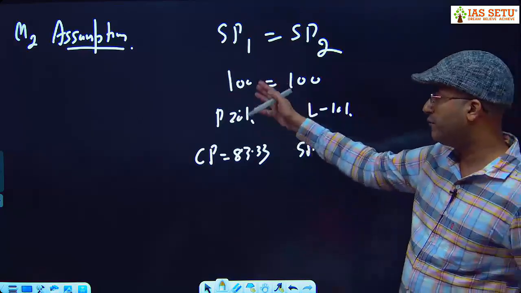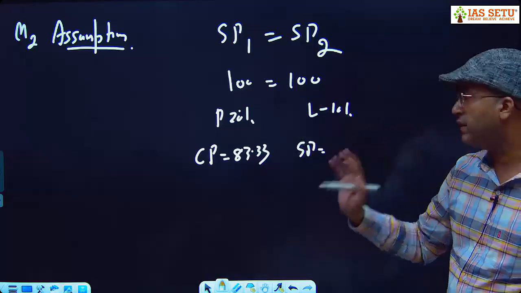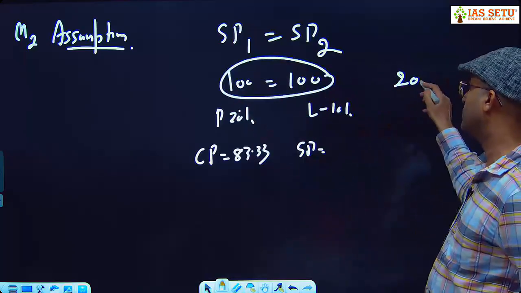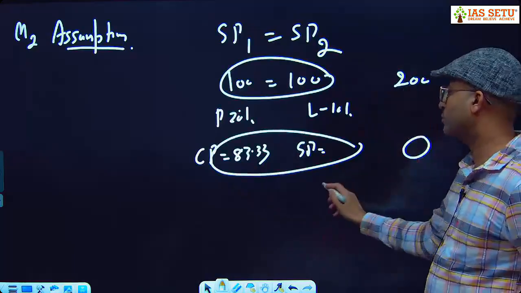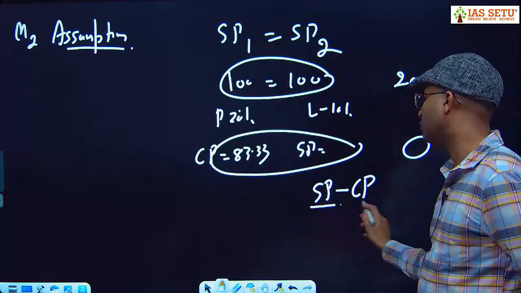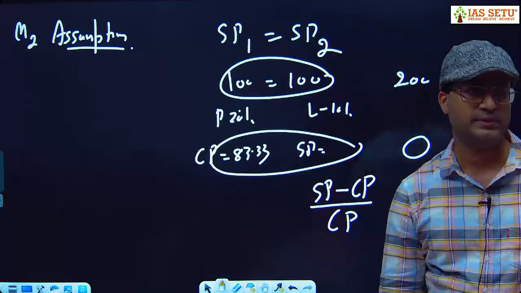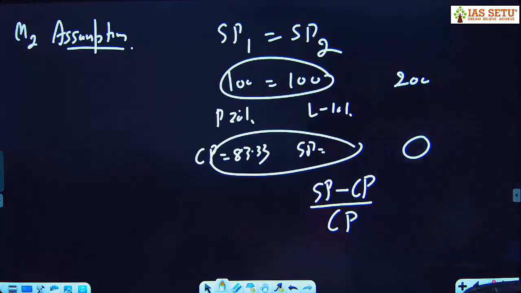Okay, if you are comfortable with this calculation, you can do it. Then what you have to do? Overall selling price 200 rupees, overall cost price. So your formula will be overall selling price minus overall cost price upon cost price. Assumption method. Okay, use logic. Logic means you assume the selling price, take 100 and 100, but here your calculation has to be good. Fine.